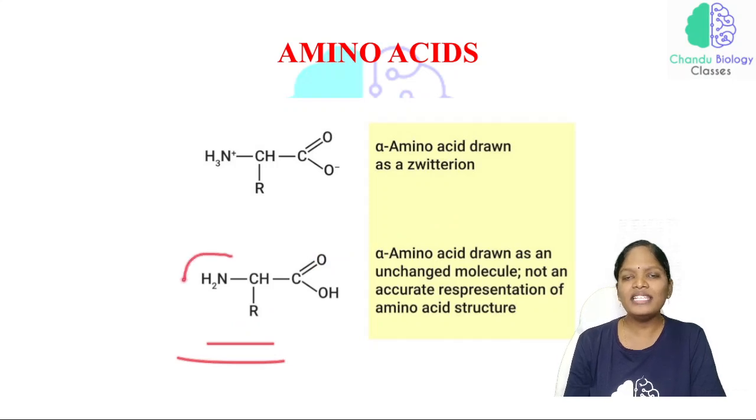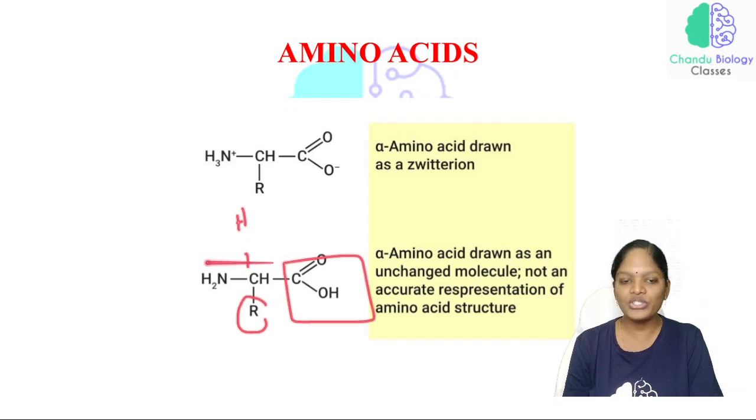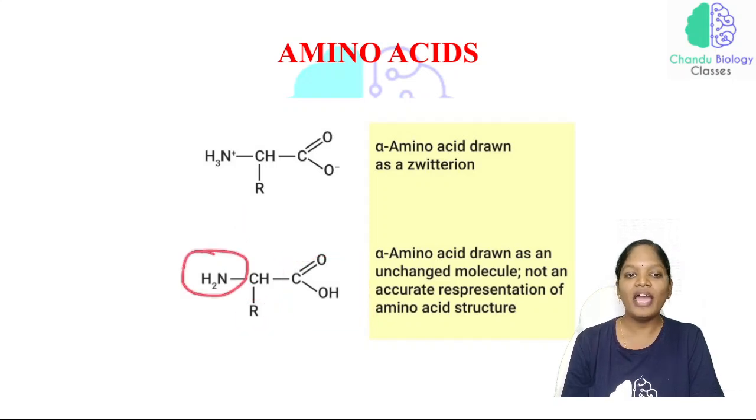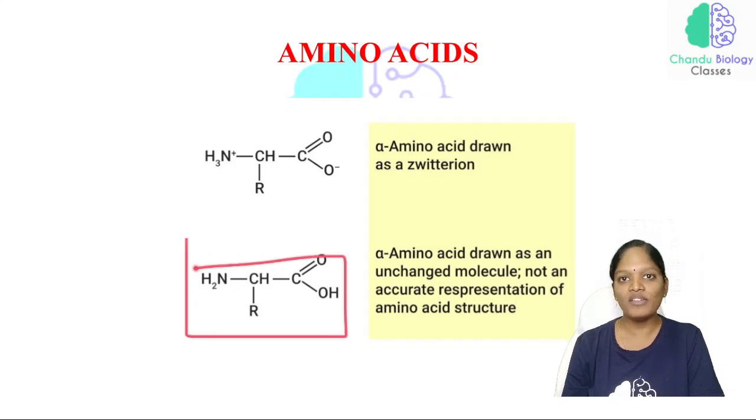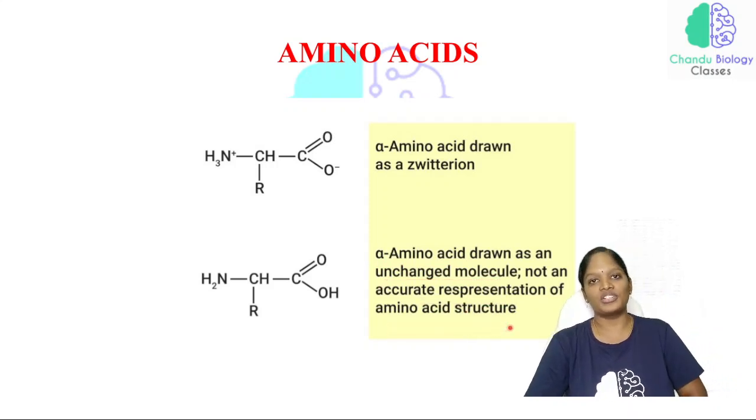Now, coming here, this will be the original state of the amino acid. We have a central carbon atom, a hydrogen, a side chain group, and a complete COOH group, that is the carboxylic group, and an NH2 group, that is the amino group. So this will be the basic structure of an amino acid, this alpha amino acid, an uncharged molecule, not an accurate representation of an amino acid structure.